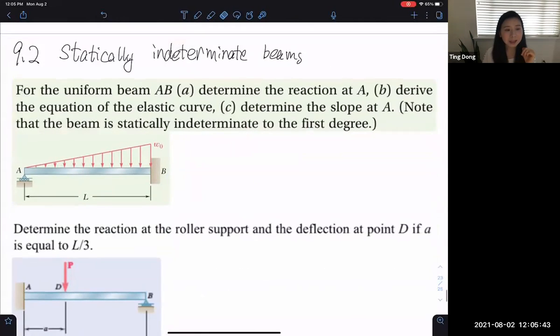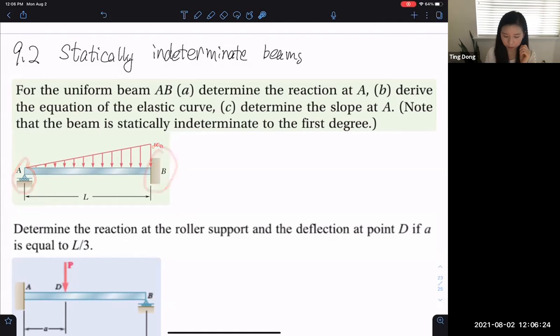And for the statically indeterminate beams, there's a redundant support. The redundant support will cause extra unknowns. So for this one, we need 3 equations, right? 3 boundary conditions to solve 3 unknowns. Basically, at point B, y equals 0. At point B, the rotation theta, or dy/dx, equals 0. So these are 2 equations. At point A, y equals 0. So these are 3 boundary conditions to solve for the 3 unknowns.